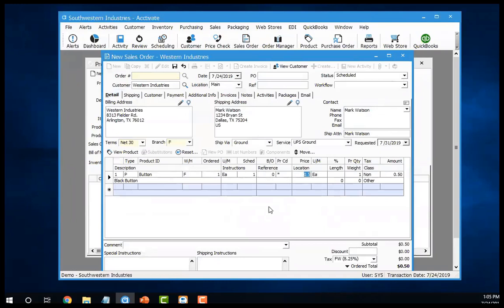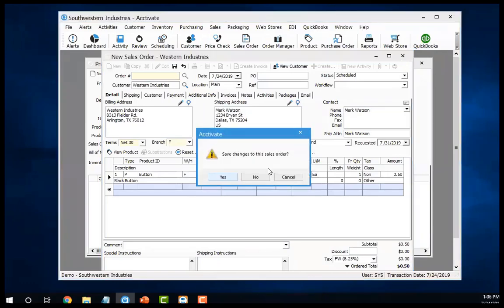There's no other price levels related to this button product. I can see it's the list price because it's denoted here in this little star in the price code field. That means we're using the list price and it comes as 50 cents. Really straightforward. No price levels or discounts or anything like that. List price. Really simple.